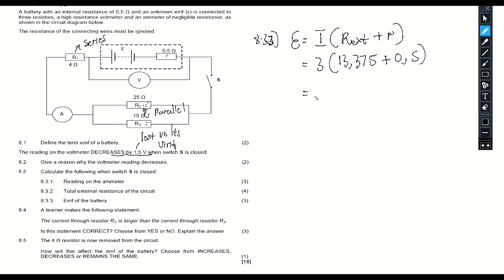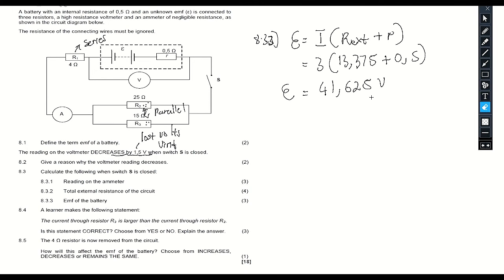Now all we have to do is grab the calculator and then just simply punch this, and as it appears, we have 3 bracket 13.375 plus 0.5 and then close bracket, right? So this will give us 41.625 volts, right? So I'm not rounding off anything. So okay, nice. 3 marks again. Formula, substitution into the formula, and the correct answer with the correct SI unit. So always put that in mind.